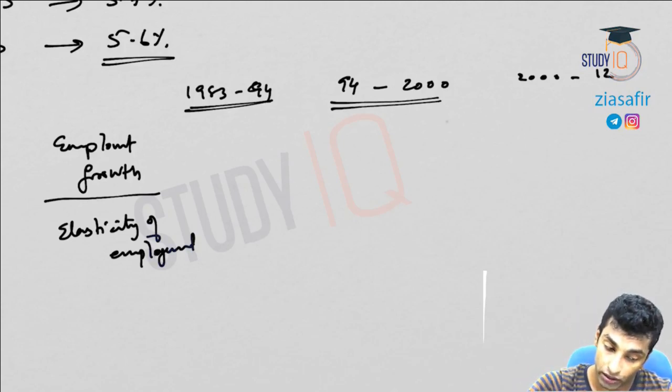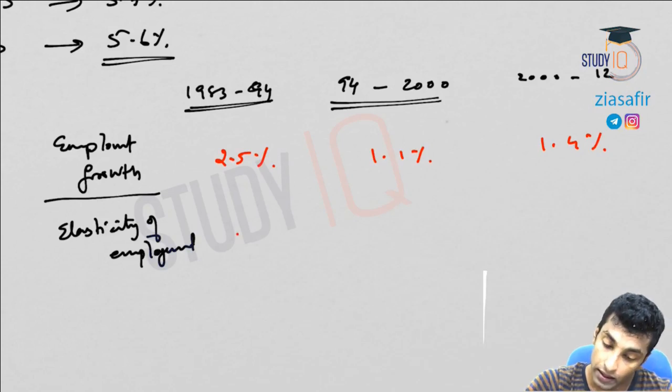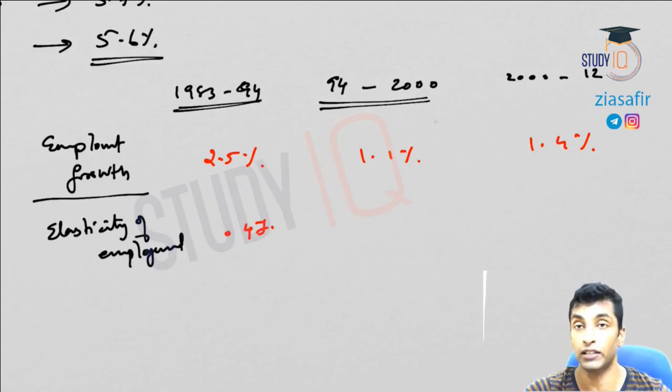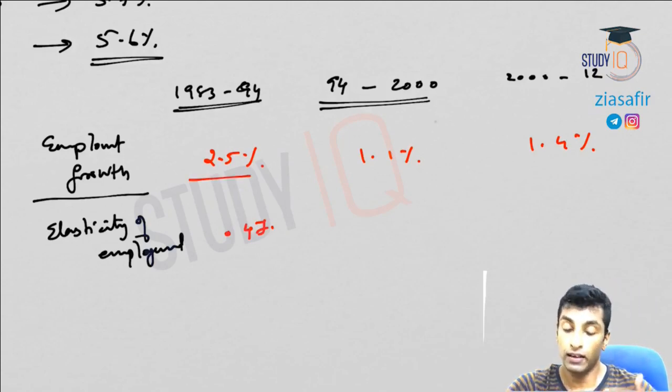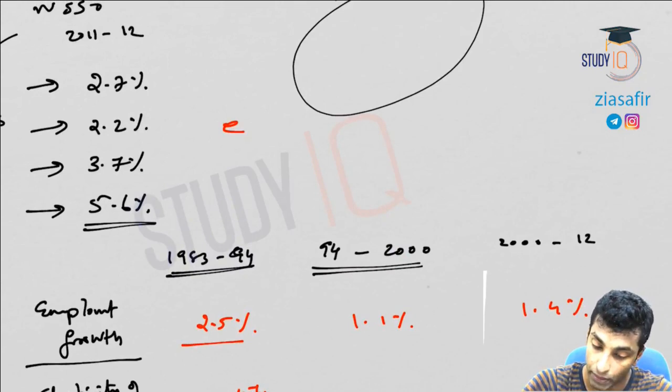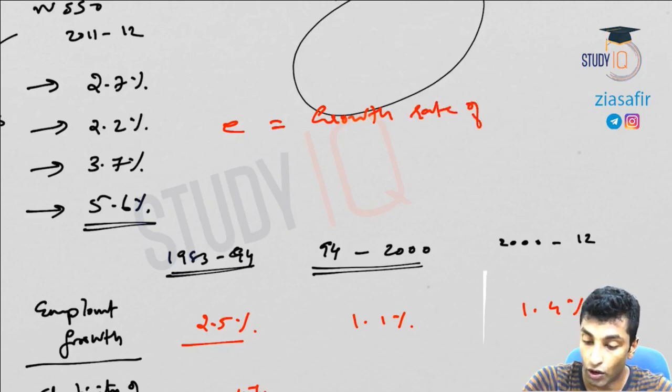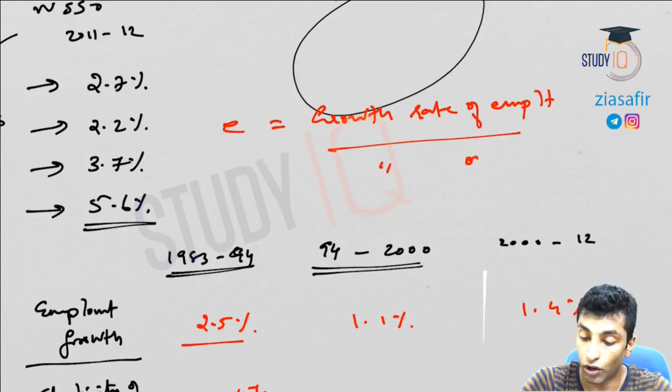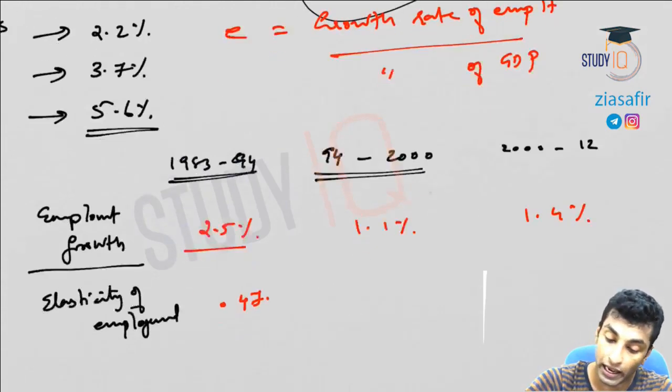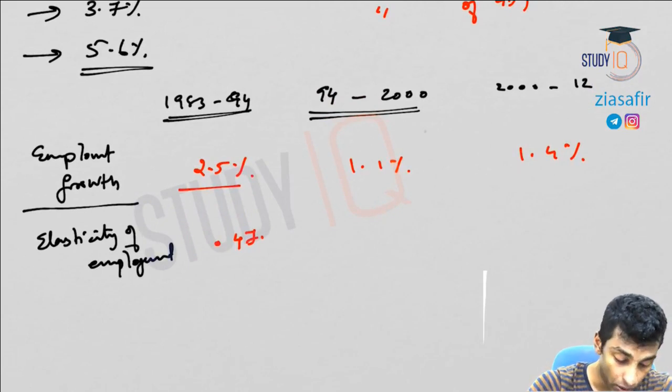So employment growth here is 2.5 percent, 1.1 percent, 1.4 percent. Here 0.47. I'll tell you how I got this value. Because see, what is elasticity? Elasticity of employment, E. E is equal to the growth rate of employment divided by the growth rate of GDP, right? So I should be telling you what the GDP is, right? Then we can calculate it easily.